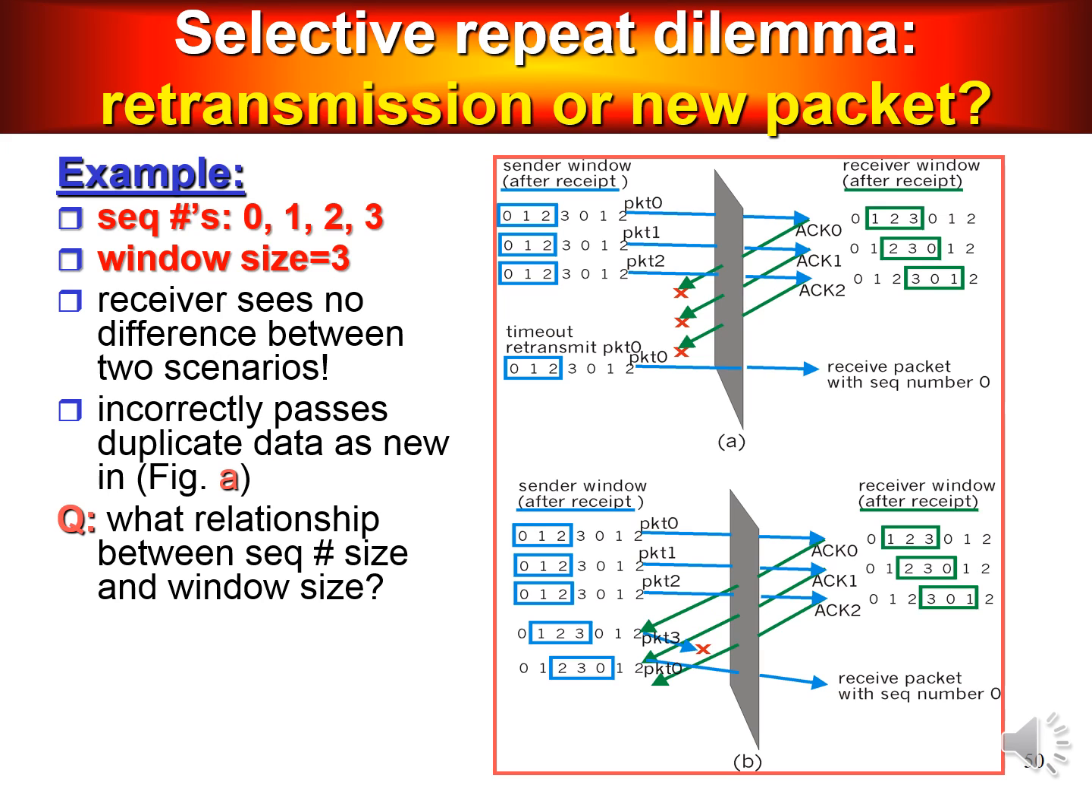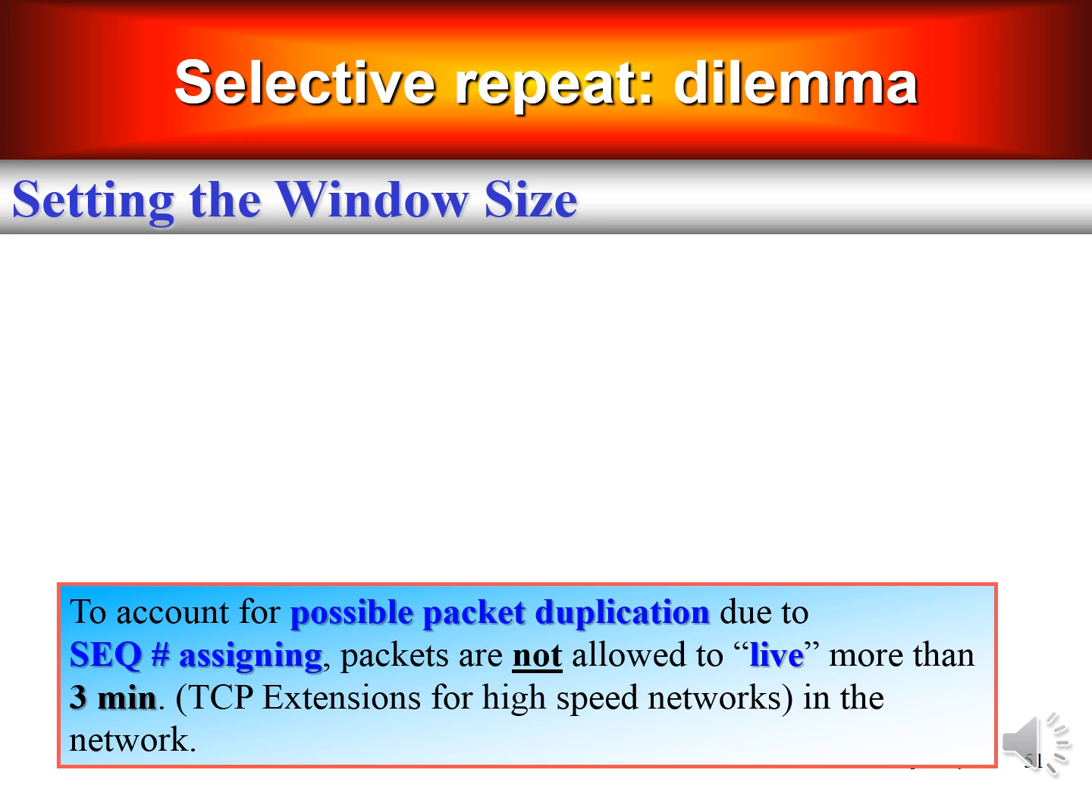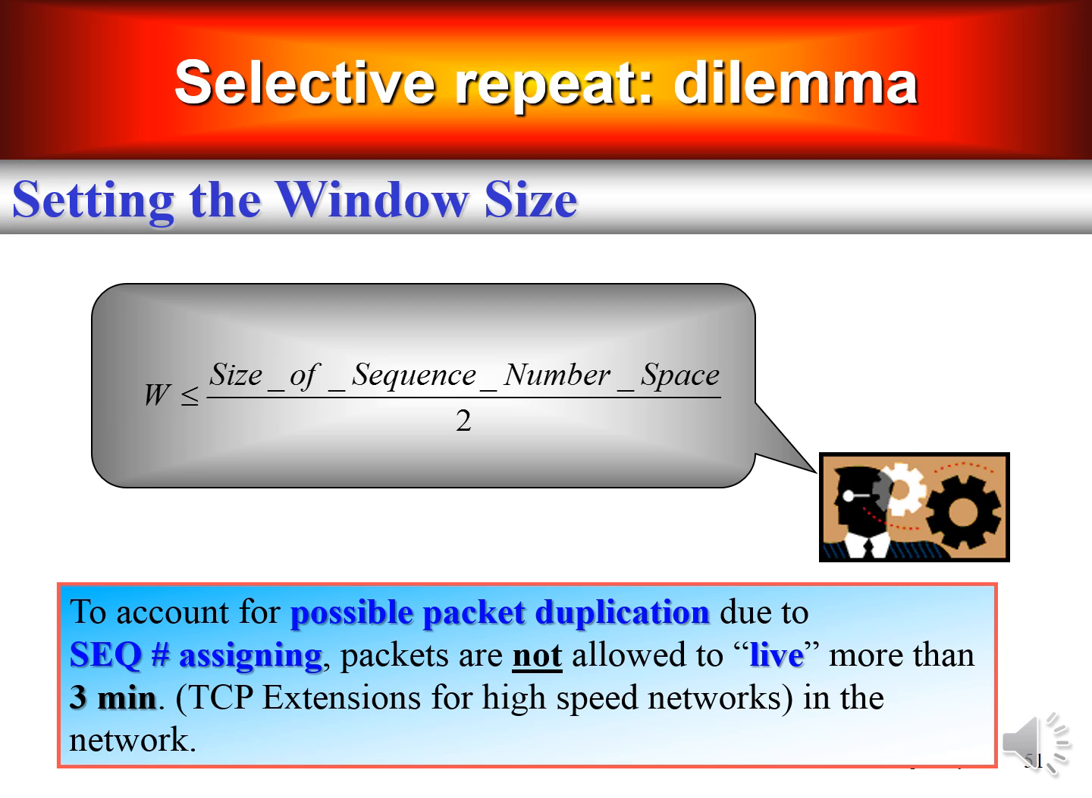Consider sequence numbers 0, 1, 2, 3 and window size 3. The receiver sees no difference between the two scenarios and incorrectly passes duplicate data as new. So what is the relationship between sequence number space and window size? The window size must be less than or equal to half the size of the sequence number space.